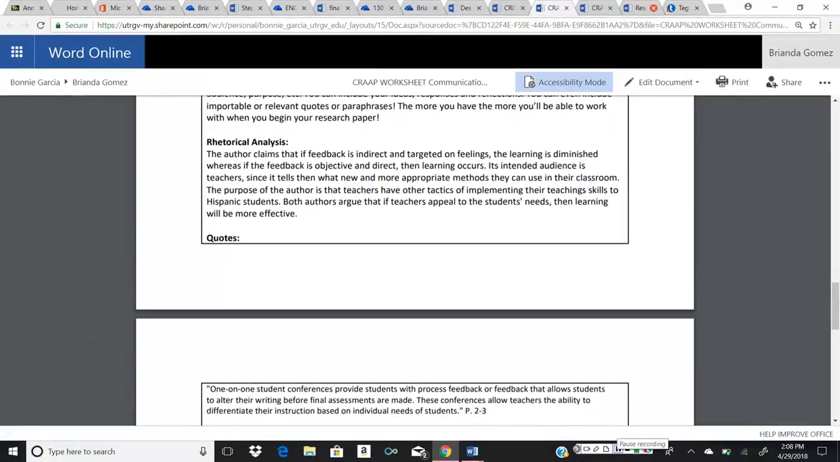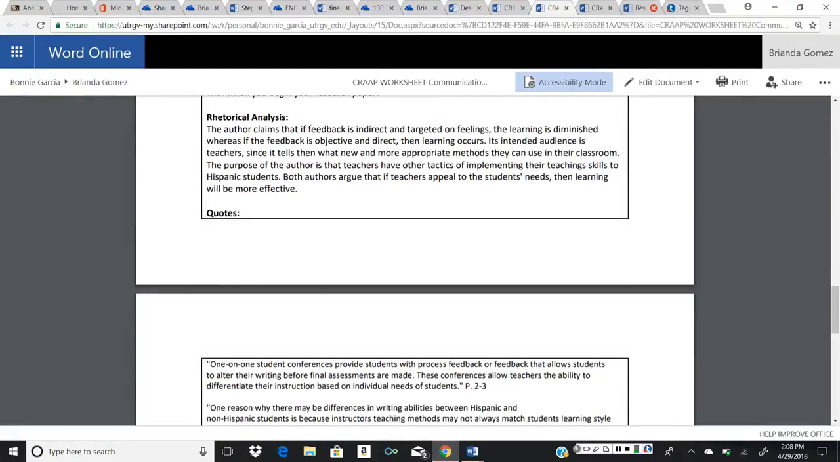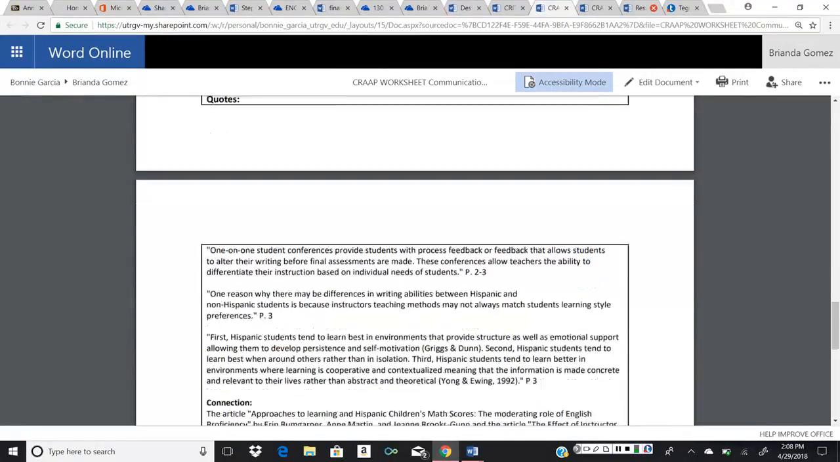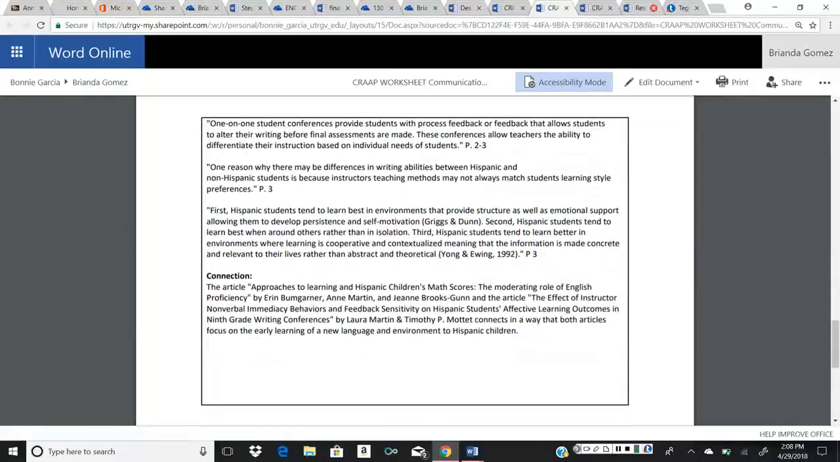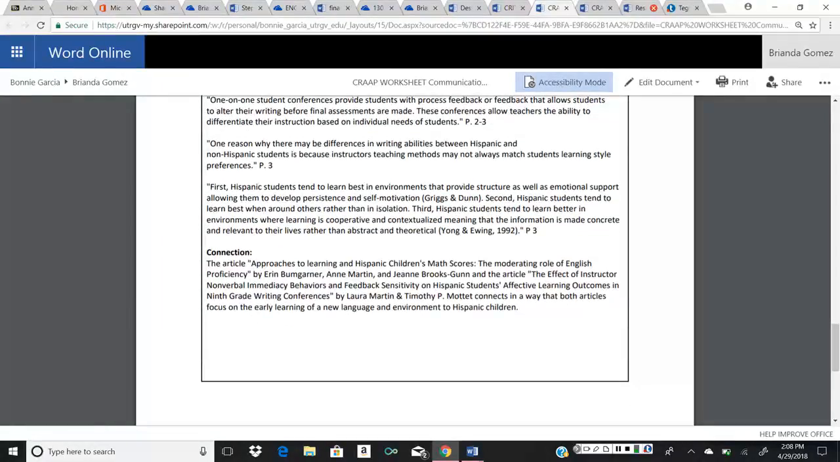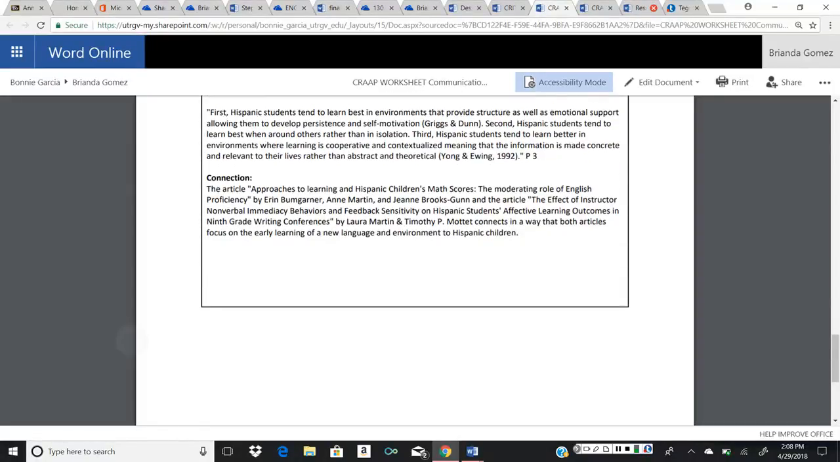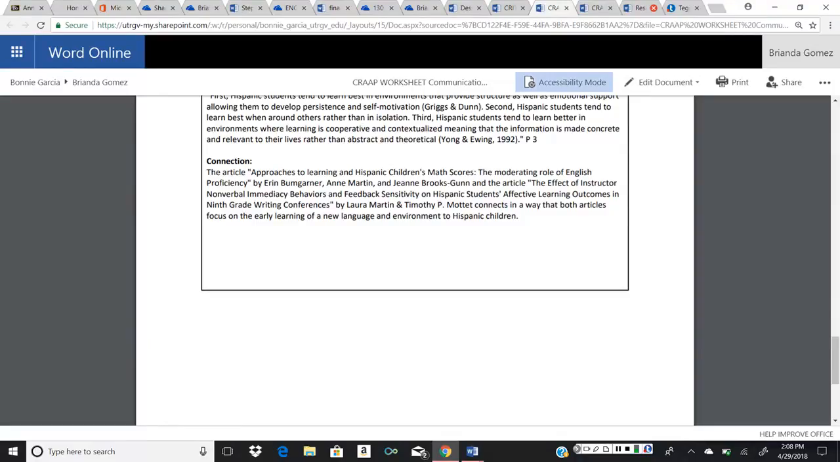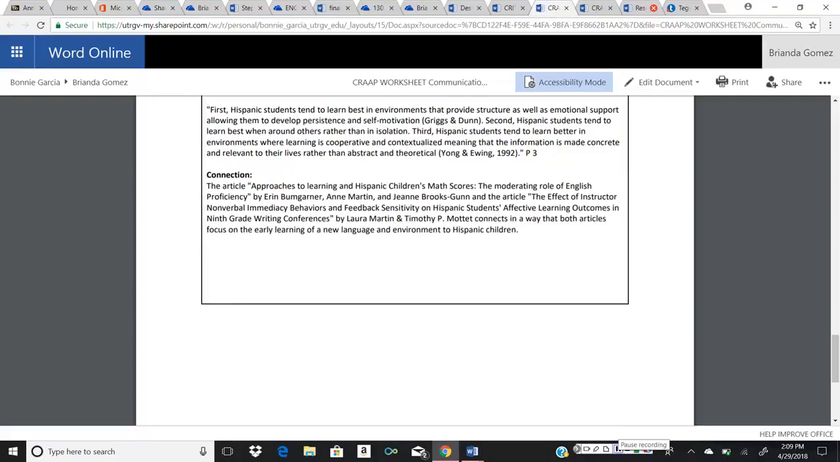And here's where I talk about the claim, the purpose, the audience, and some quotes I got, and the connection between the articles. So here I connected 2 articles that were similar. They both talked about how the language and the environment affect Hispanic children. But these 2 only focus on early learning, like elementary schools.